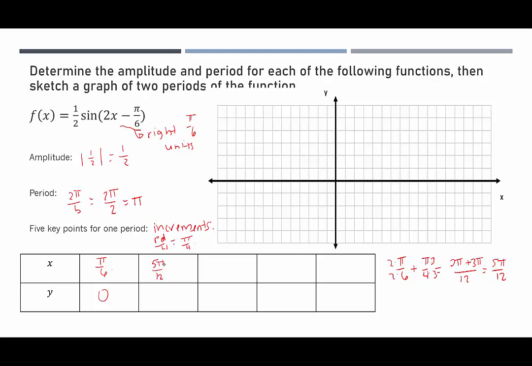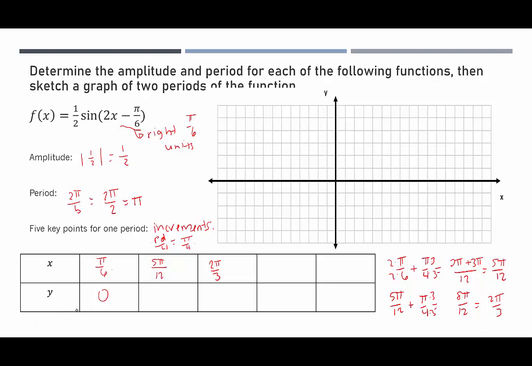Okay? To figure out the next units, I'm going to take 5 pi over 12 and add the increment to it. So I'm going to add pi over 4 to it. 5 pi over 12 plus pi over 4. I need to multiply by 3 over 3. I can see here that's going to be 8 pi over 12, which simplifies to 2 pi over 3. So this will be 2 pi over 3. I'm running out of space here, so I am going to erase these so that I can work at the bottom.